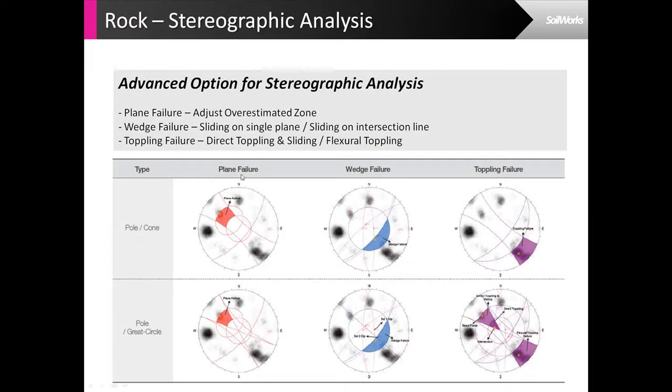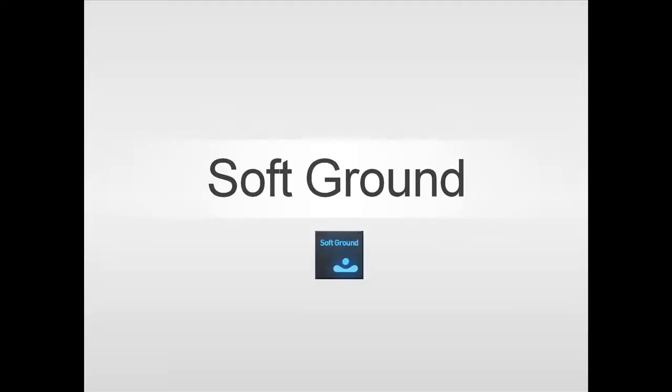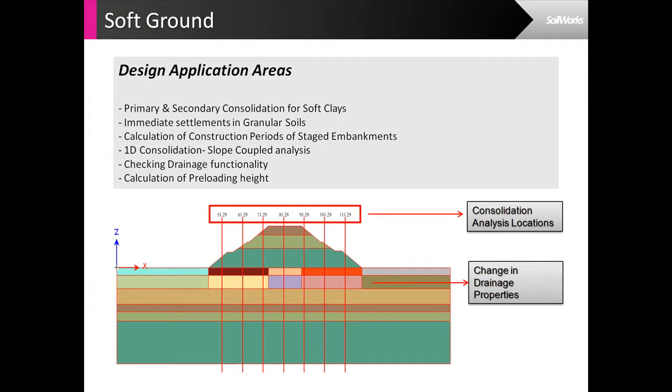We also have stereographic analysis in the rock module. As you can see, we have different types of failures that we can define, such as plane, wedge, and toppling failures. The other module that we have is the soft ground module, which is used for primary and secondary consolidation analysis, and also for immediate settlements.